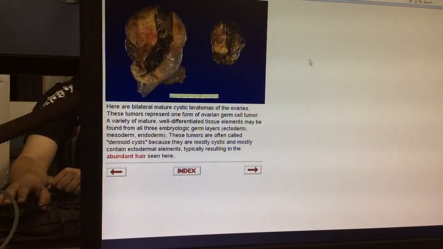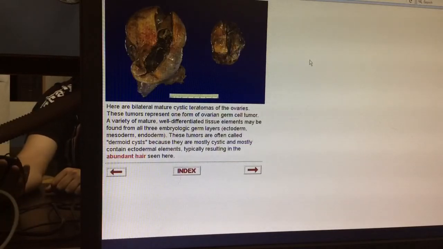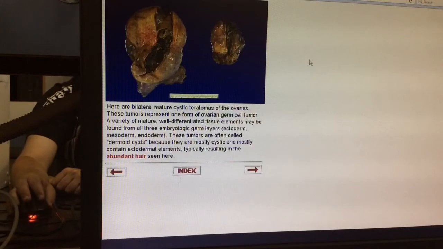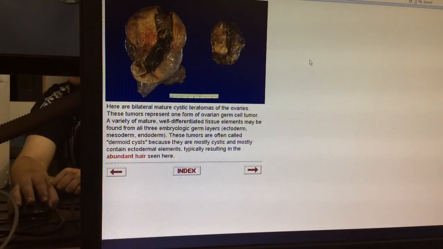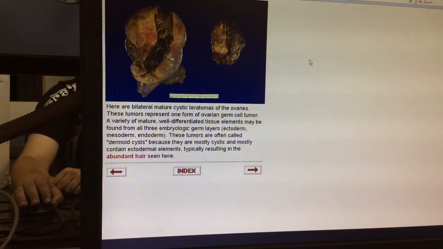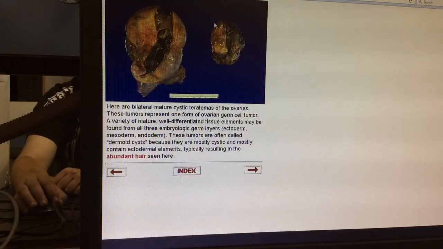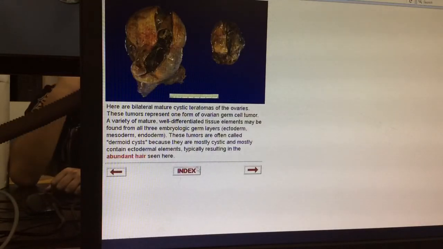From the mesoderm, bone, muscle, and cartilage. From the endoderm, any intestinal structure or intestinal epithelium. Okay, so this is called a teratoma. Usually it's a benign teratoma, found bilaterally within the ovary. We can find teeth inside this teratoma also.